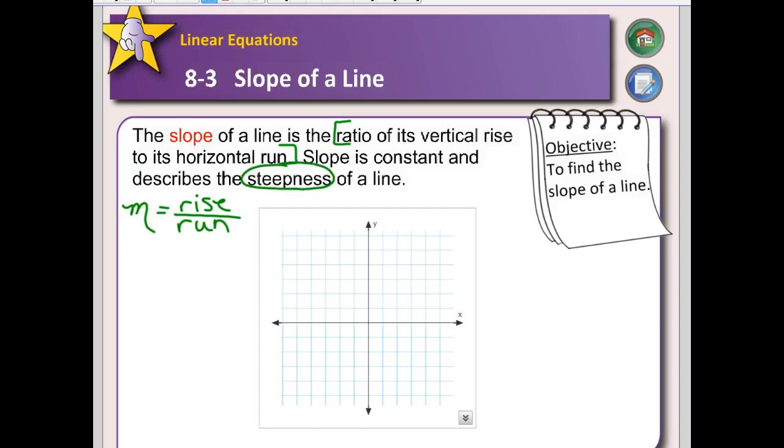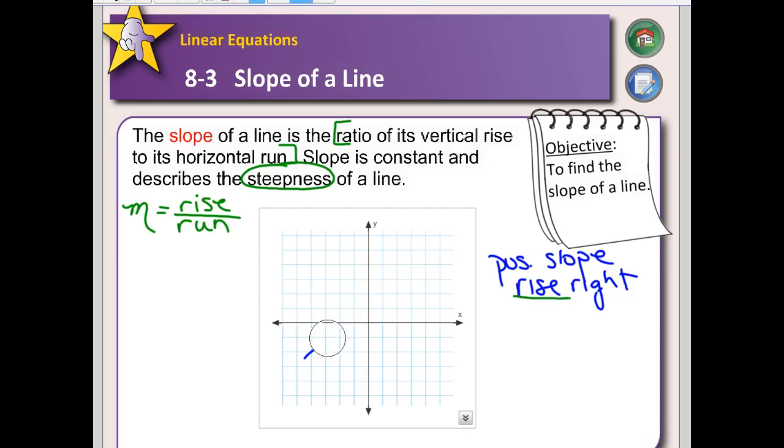Now, a couple of little things that we need to remind ourselves from math past. First of all, if my line has a positive slope, it's going to rise right. If I wanted you to describe the slope of a positive line, we would say it rises right. So it looks something like that. Okay, so the key word there is rise.